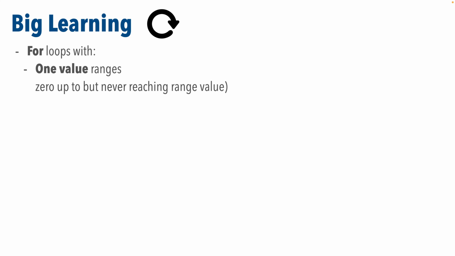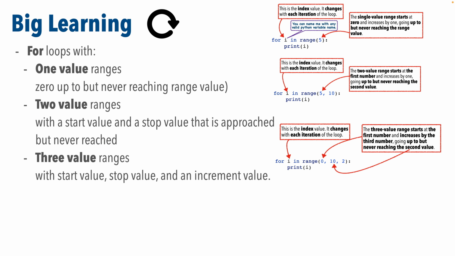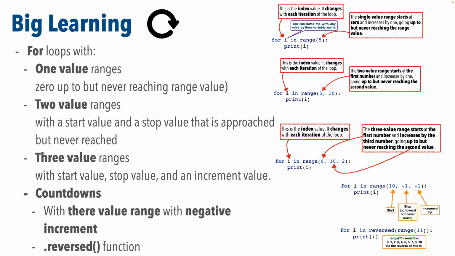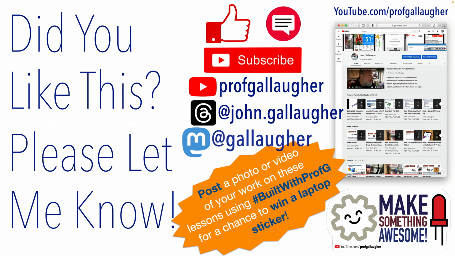And once again, we've had big learning in our lesson. We've learned to use for loops with 3 ranges: single value ranges, 2 value ranges, and 3 value ranges. And we learned to count highest to lowest by using negative step values in a 3 value range, as well as by using the reversed function. Exceptional work, Loopmeister. Keep hacking. There's more big learning to come.